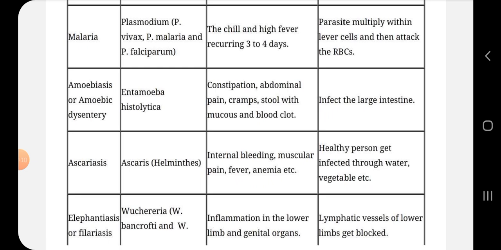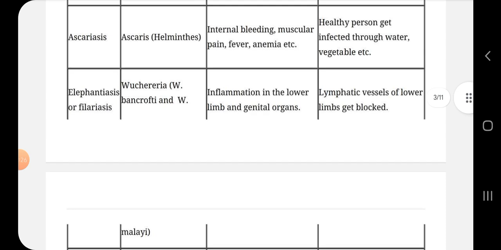Then amoebiasis or amoebic dysentery is caused by Entamoeba histolytica. Its symptoms are constipation, abdominal pain, cramps, stool with mucus and blood clots. It infects the large intestine. Ascariasis is caused by Ascaris, and its symptoms are internal bleeding, muscular pain, fever, etc. It affects a healthy person, who gets infected through water, vegetables, etc.